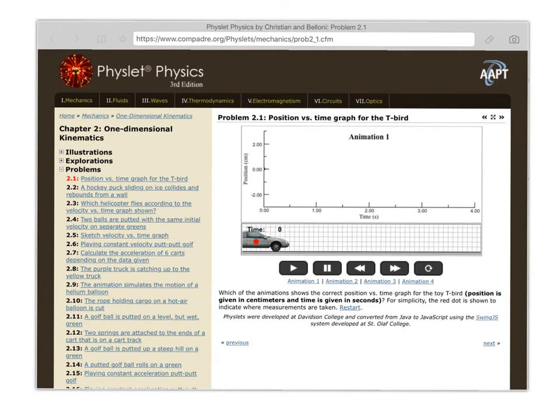Okay, question 1. Notice that no matter which animation we pick, the car does the same thing, right? Animation 2, the car is doing the same thing, but the graph is different. Animation 3, the car does the same thing, the graph is different. So we've got to find the right graph.